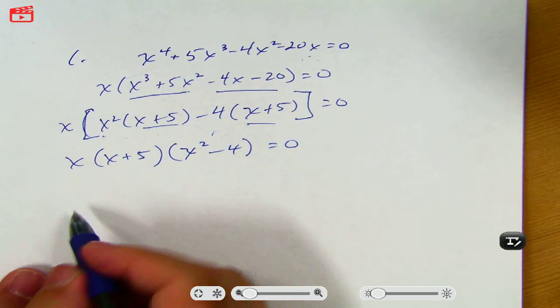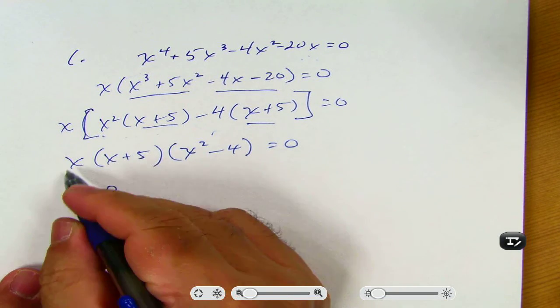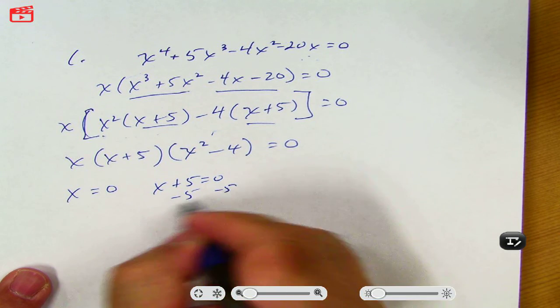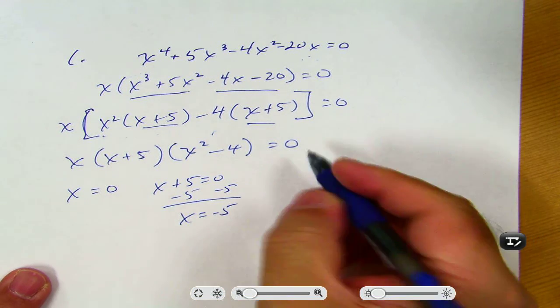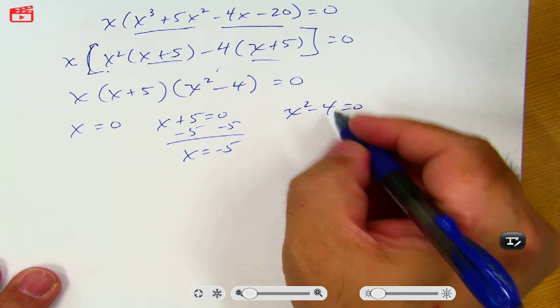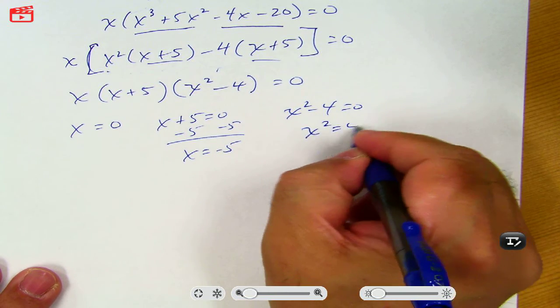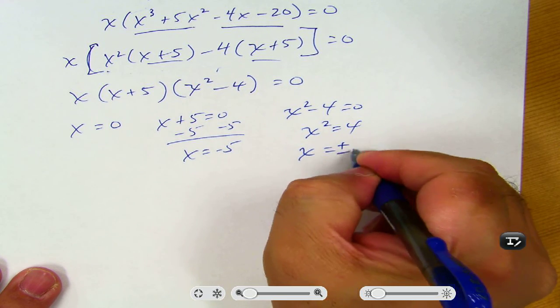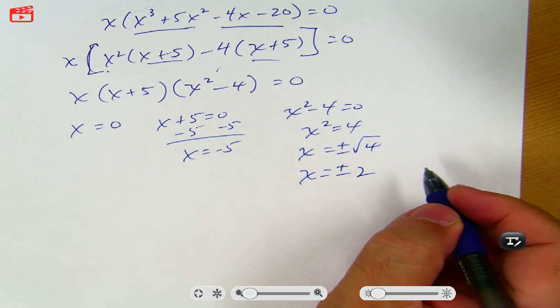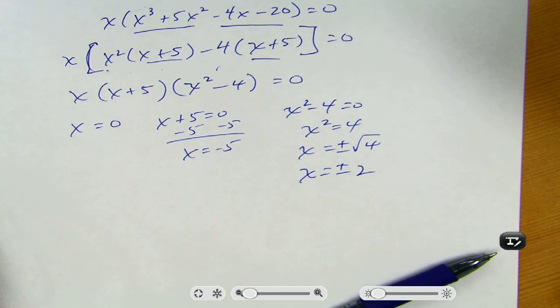So each factor equals 0. That one's done already. x plus 5 equals 0. Subtract 5 from both sides. I got x equals negative 5. x squared minus 4 equals 0. So x squared equals 4. x equals plus or minus the square root of 4, but that's just 2. All right, and that's it.